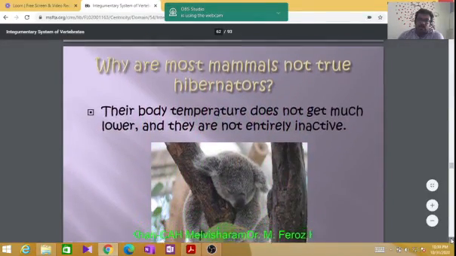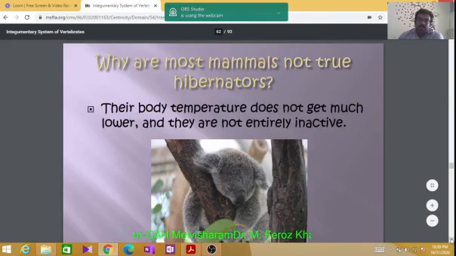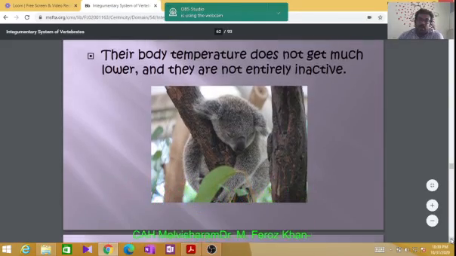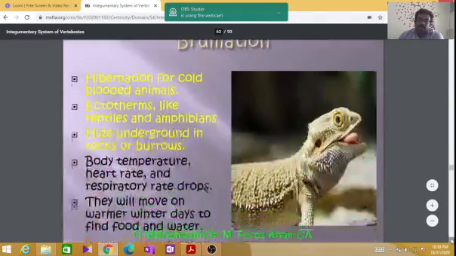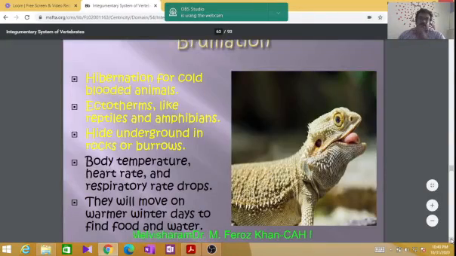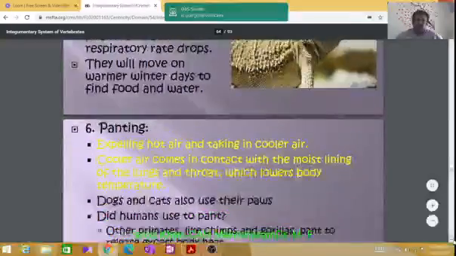Why are most mammals not true hibernators? Their body temperature does not get much lower and they are not entirely inactive. Brumation. What is brumation? Hibernation for cold-blooded animals. Ectotherms like reptiles and amphibians hide underground in rocks and burrows. Their body temperature, heart rate, and respiratory activity drop. They will move on warmer winter days to find food and water.